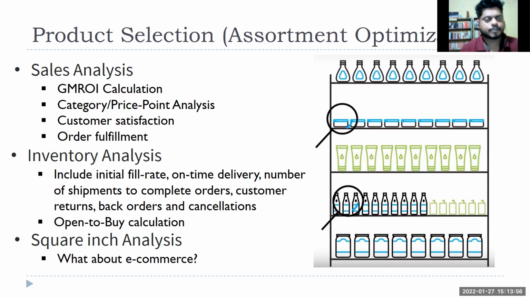Then category price point analysis: category-wise, how much revenue I'm making, and SKU-wise, how much revenue I'm making. I'll show you some examples for both calculations. Then customer satisfaction. Like I said, sometimes it is not only about the profit part. Sometimes you have to look at which items, though they give me very little profit, customers will come for. Think about rice and dal, all those items.